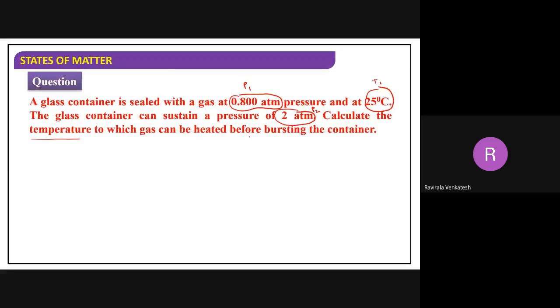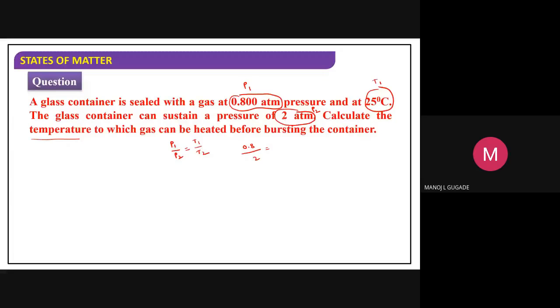So P1 we got, P2 we got, T1 we got. Now what is the formula? P1 by P2 is equal to T1 by T2. This is the formula. Now substitute everything: 0.8 as P1, P2 is 2, and T1 is what? 25 or 298, which do we have to take?